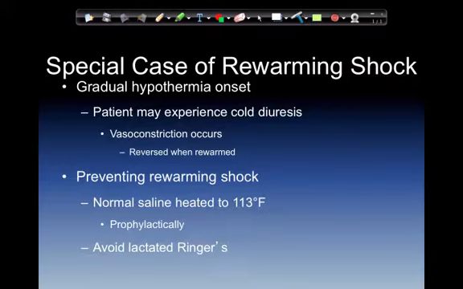Preventing rewarming shock: use normal saline heated to 113 degrees Fahrenheit prophylactically, and avoid lactated Ringer's.